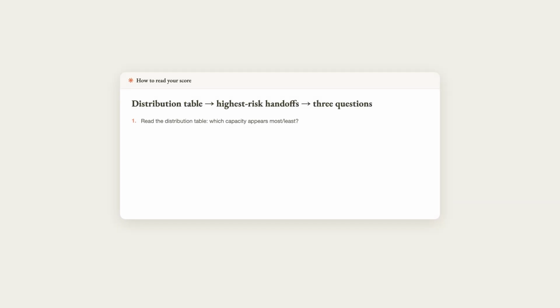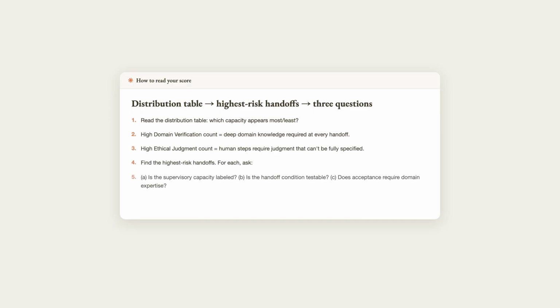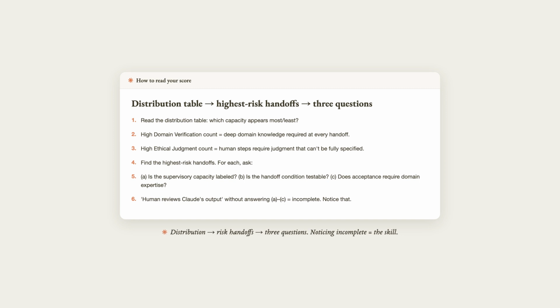Reading your score, start with the distribution table. It tells you which supervisory capacity appears most often in your human steps and which appears least. That distribution reflects a property of your domain, not a property of the scoring rubric. A system with a high count of domain verification steps is a system where the humans doing oversight need deep domain knowledge at every handoff. A system with a high count of ethical judgment steps is a system where the human steps require judgment that cannot be fully specified in advance.